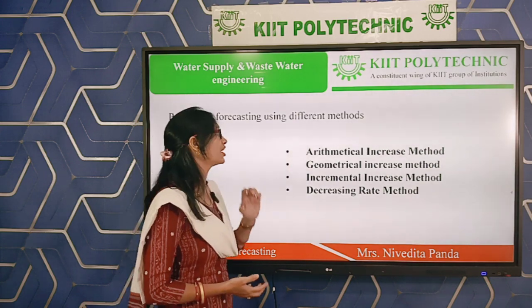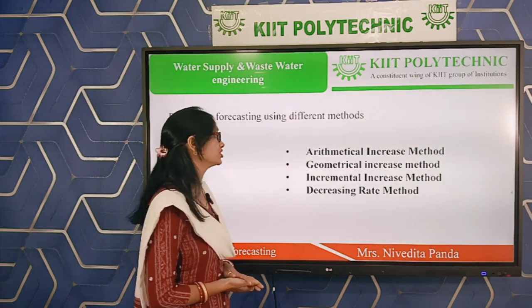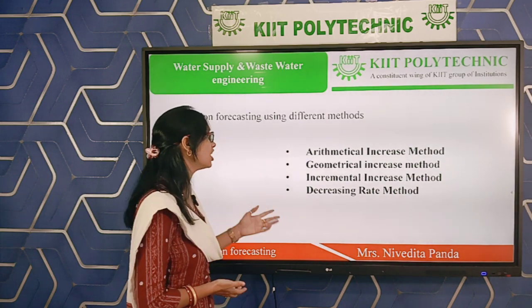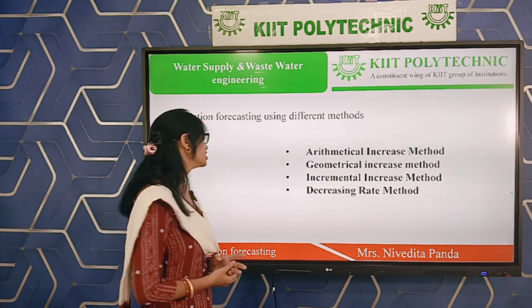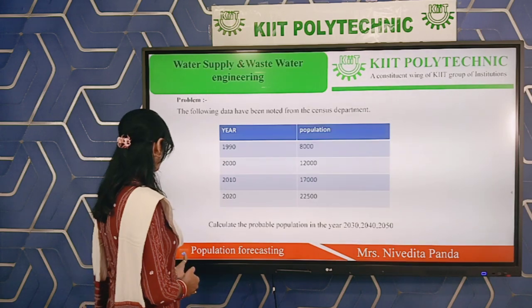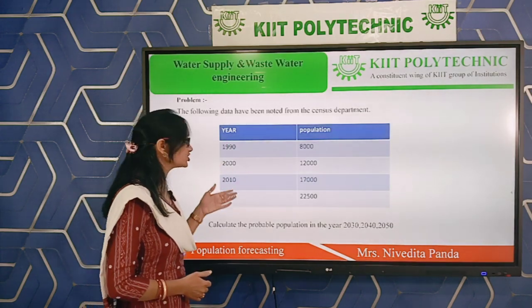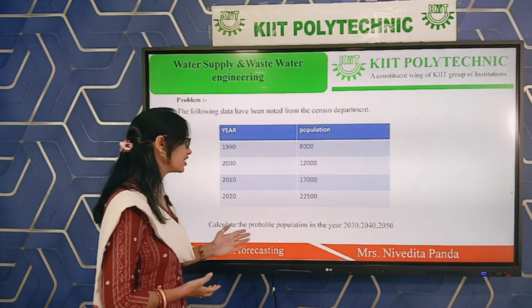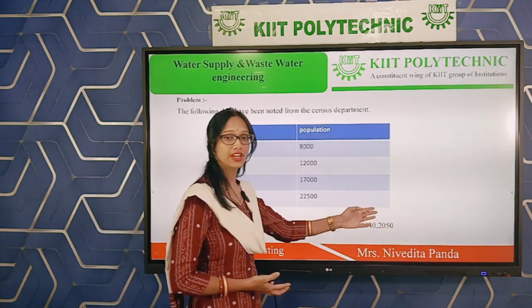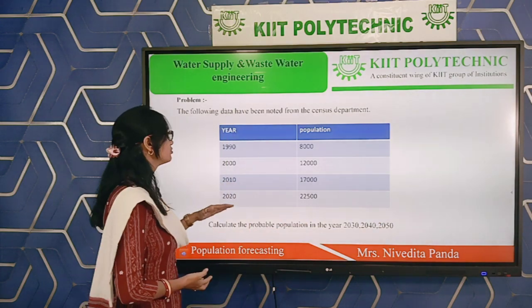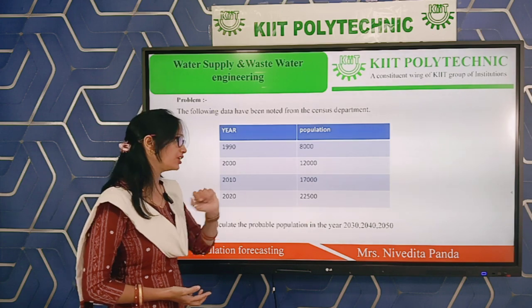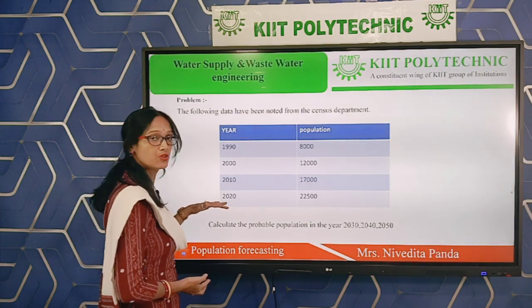The first one is the arithmetical increase method, the second one is the geometrical increase method, the third one is the incremental increase method, and the last one is the decreasing rate method. So how will we go for the calculation? We have taken the population of four decades so that we can calculate the expected population of the years 2030, 2040 and 2050.